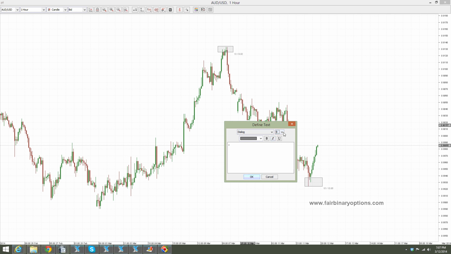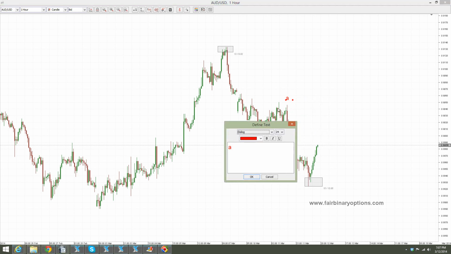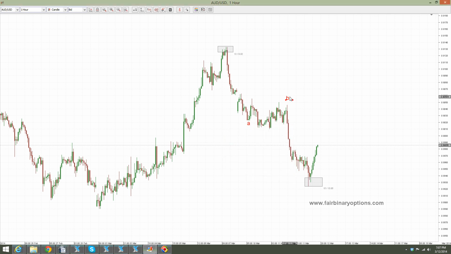so wave A here. Let me change the color for it. The B wave here, as you can see, is a classical contracting triangle for the B wave. The key in the B wave stays with the B2D trend line here.